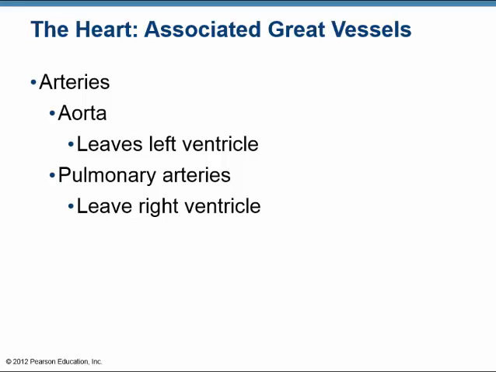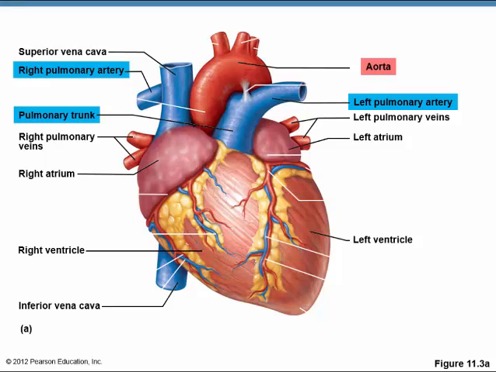We're going to look next at the great vessels of the heart. These include the aorta, which is attached to the left ventricle, and the pulmonary arteries, which are attached to the right ventricle. Here you see the pulmonary trunk. A trunk is a very short vessel that ends almost immediately by branching into two pretty much equal branches. So the pulmonary trunk branches into a left pulmonary artery and a right pulmonary artery. Here is the aorta. Remember that the pulmonary trunk comes off the right ventricle and the aorta comes off the left ventricle.